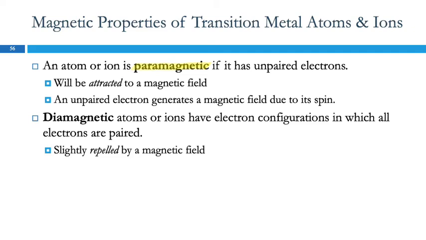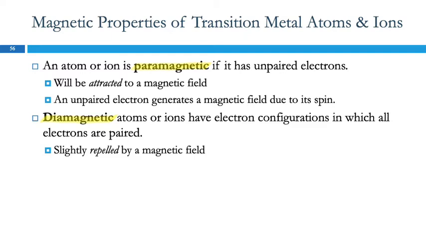An atom or an ion is paramagnetic if it has unpaired electrons. So it will be attracted to a magnetic field because those unpaired electrons will generate a magnetic field. When they're paired up, they're too busy to get into magnetic fields. Diamagnetic is the opposite, where all the electrons are paired. These atoms and ions will actually be slightly repelled by a magnetic field.